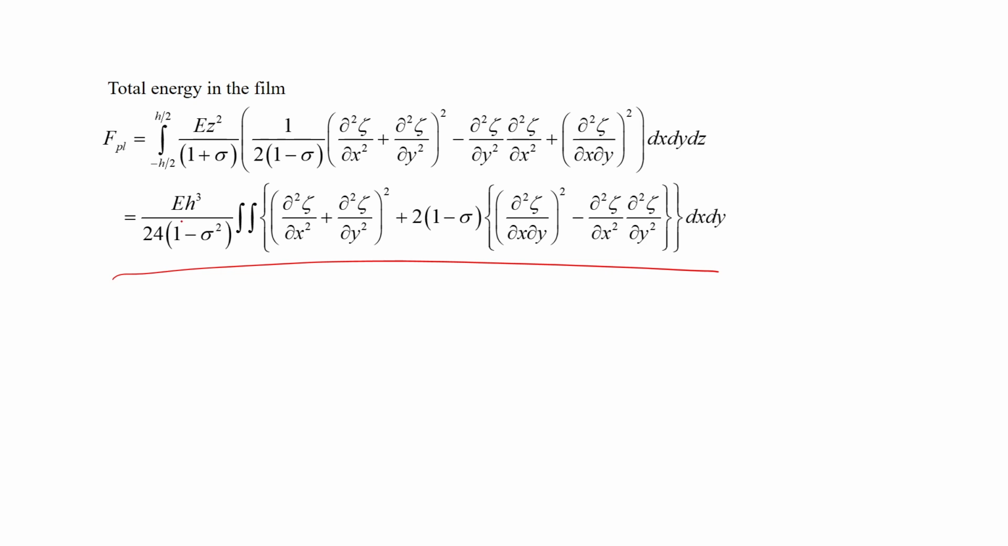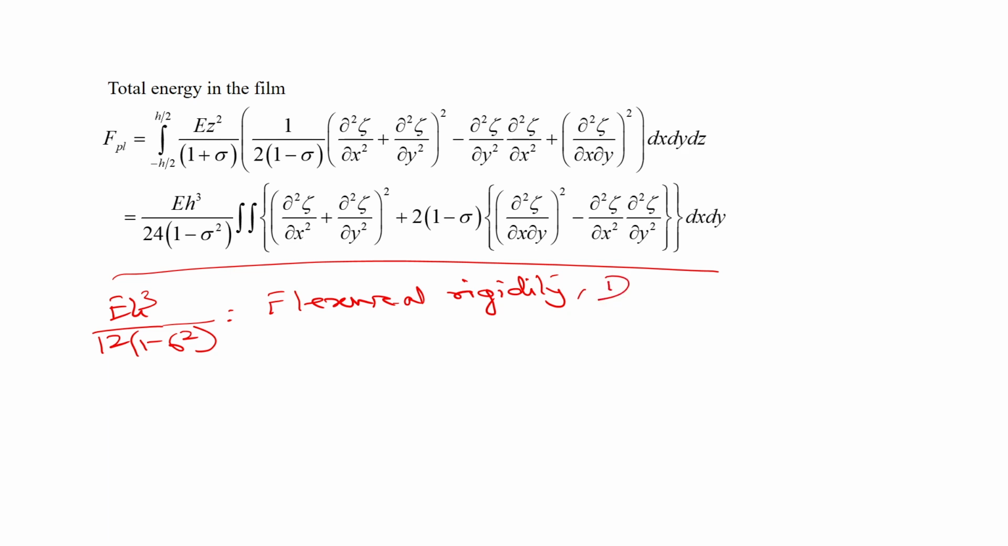See here, this quantity is E h cube by 2 into 12 into 1 minus sigma square. So, this quantity E h cube by 12 into 1 minus sigma square is called the flexural rigidity, okay, flexural rigidity. What it means is how easy it is to bend a thin sheet. If this flexural rigidity is represented by D, and if D is small, then it is easy to bend, that's all it means, and if D is large, then it will be more difficult to bend this particular plate.